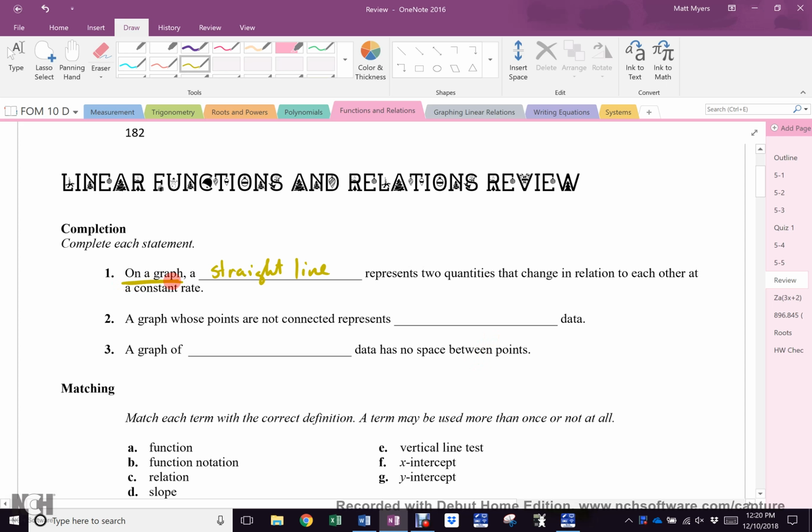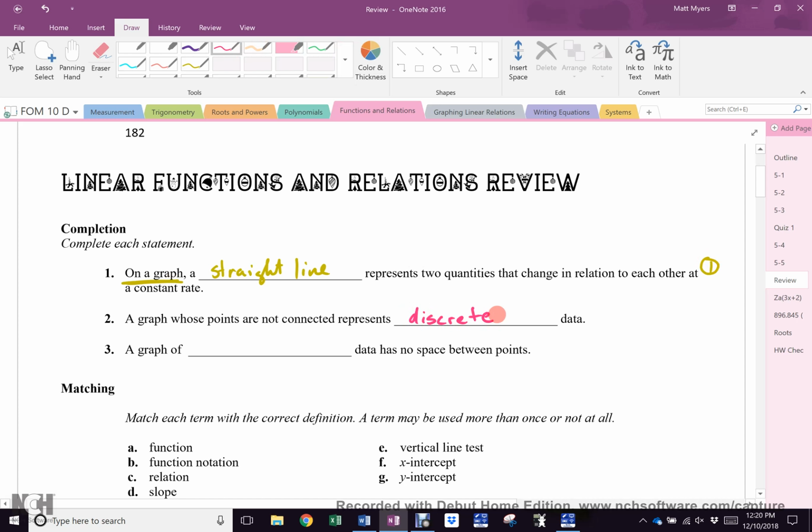How do you put a linear function on a graph? It makes a straight line. But I will accept linear function for 1 mark. Number 2: a graph whose points are not connected. Discrete data, or data, depending on where you are from.